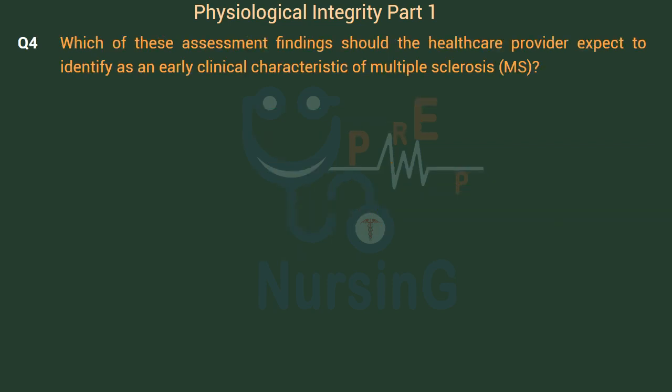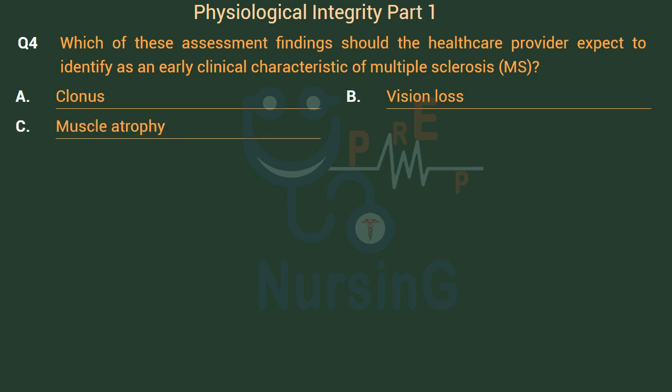Which of these assessment findings should the healthcare provider expect to identify as an early clinical characteristic of multiple sclerosis, MS? Option A. Clonus. Option B. Vision loss. Option C. Muscle atrophy. Option D. Dementia. Right answer is Option B.